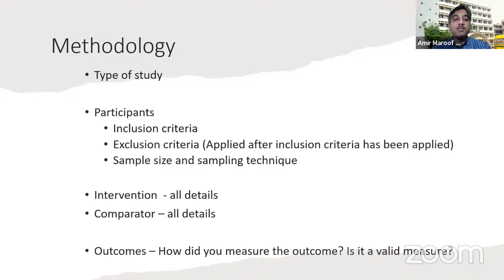Is it a valid measure? That has to be written in the outcome part. If you're using some case record form or questionnaire, you will have to give details about that also, how you are collecting the data, whether it is an interview technique or a self-administered questionnaire. So you will have to verify that in the outcomes part.